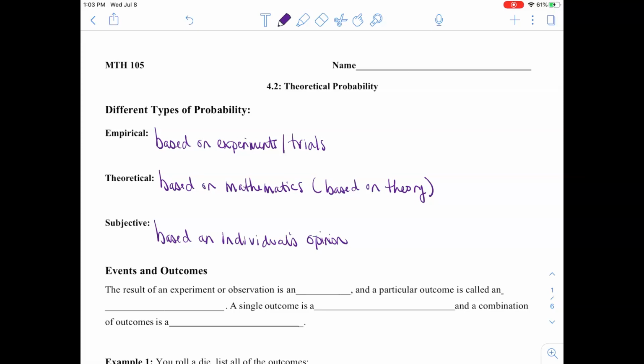Now, empirical, if we do enough trials, it should lead itself closer and closer and closer to the math that is proven to be true, okay? But if we just do 1 trial, maybe we won't see it exactly.